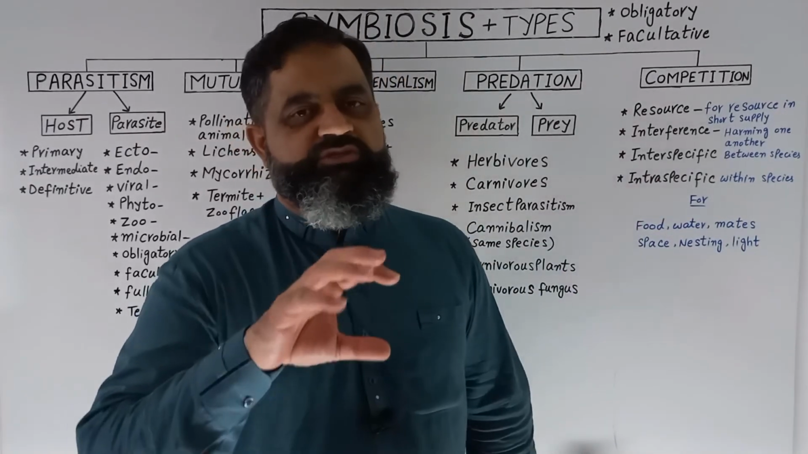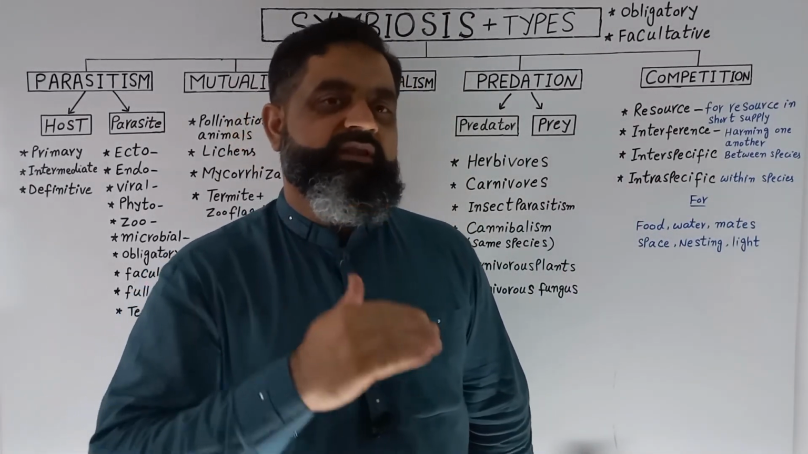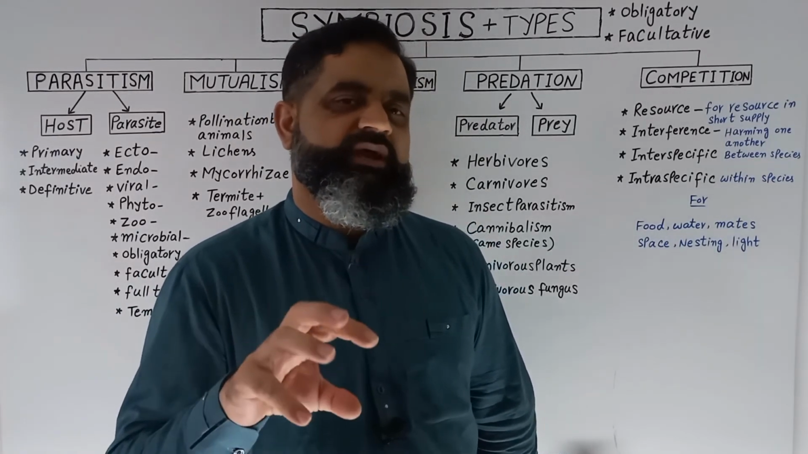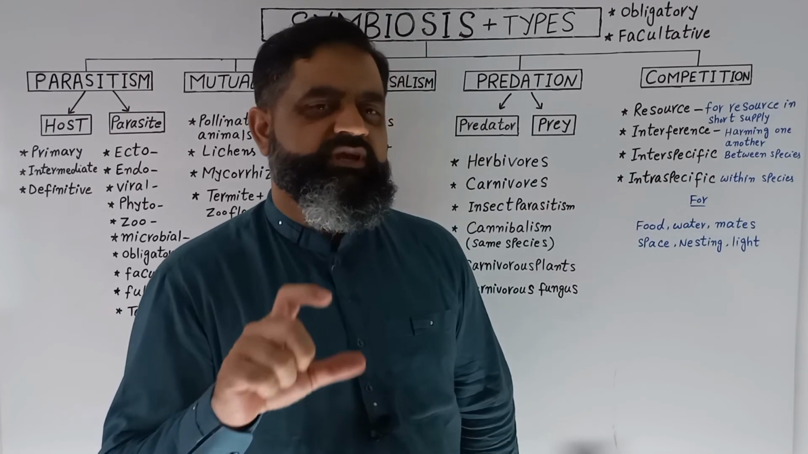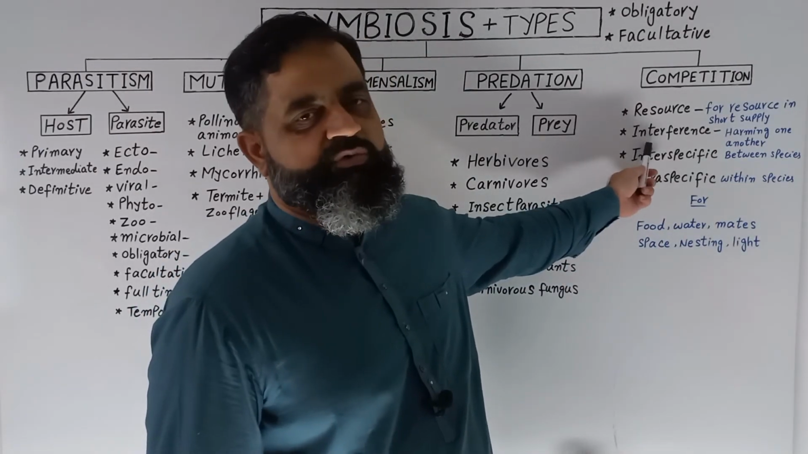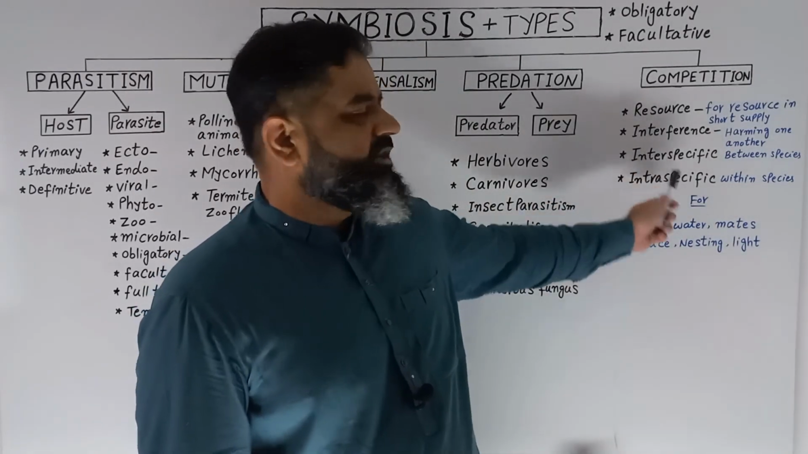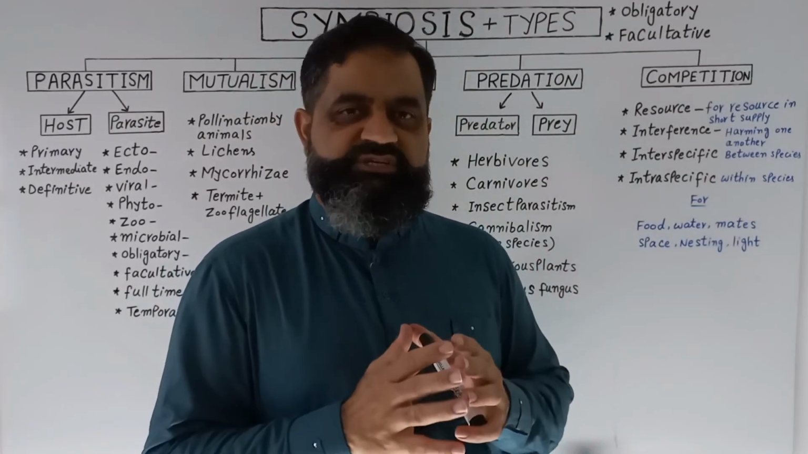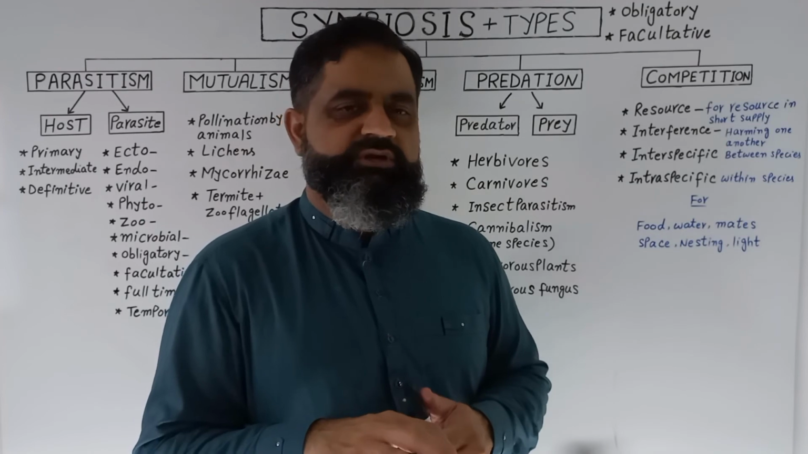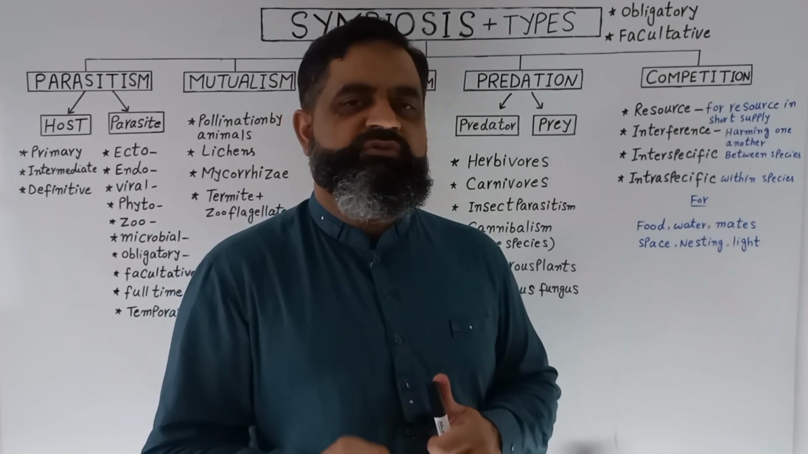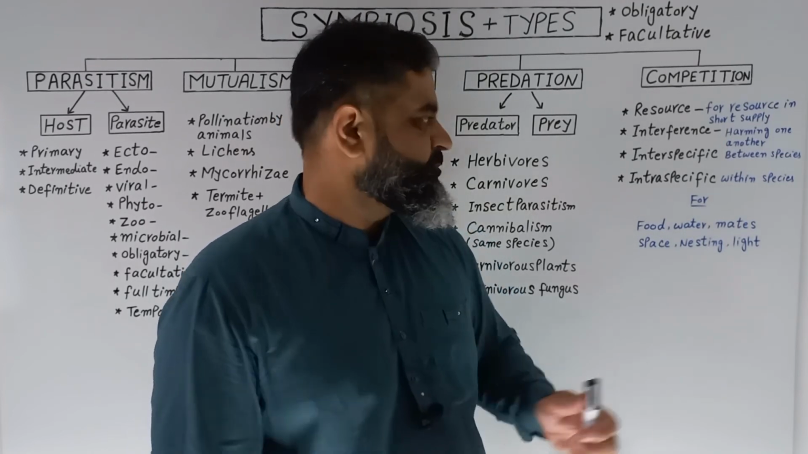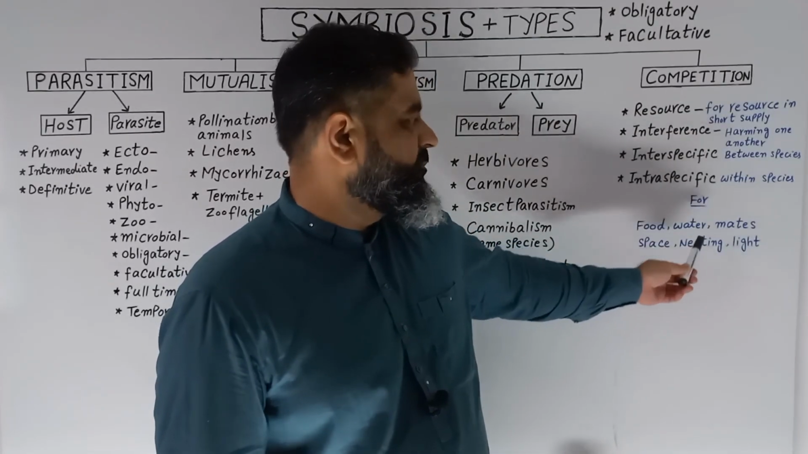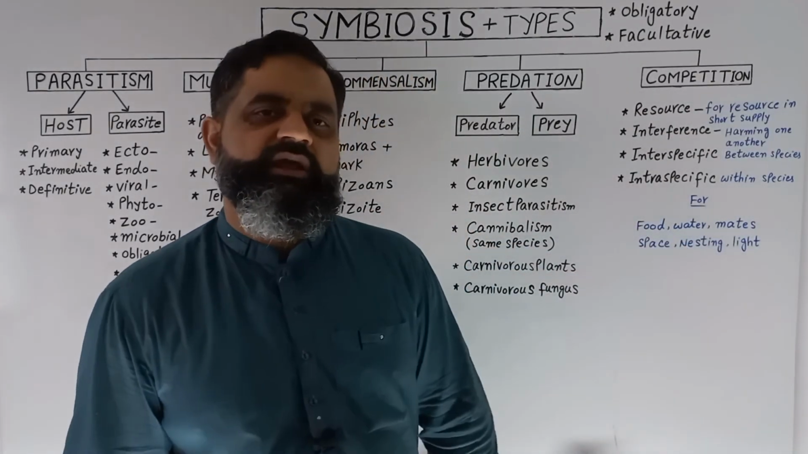But if the resource is not in short supply, but animals or plants or organisms kill each other to obtain that particular resource, then it is known as interference competition. Interspecific competition is the competition between two different species, and intraspecific competition is the competition found between the same species. This competition can be for food, water, mate, space, nesting, etc.